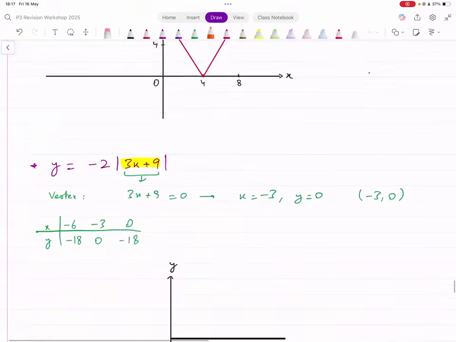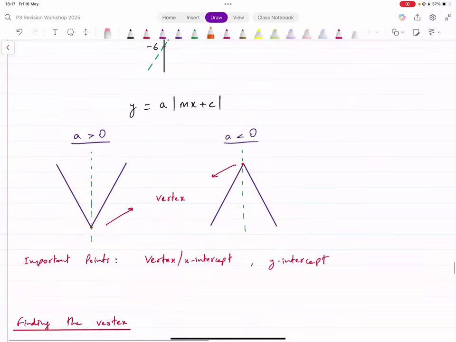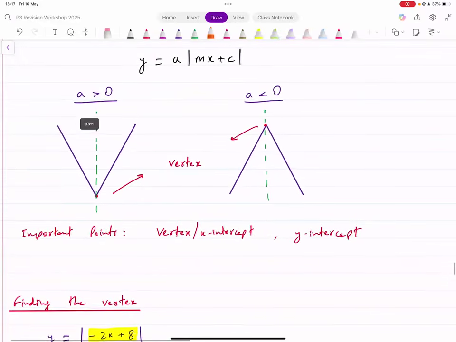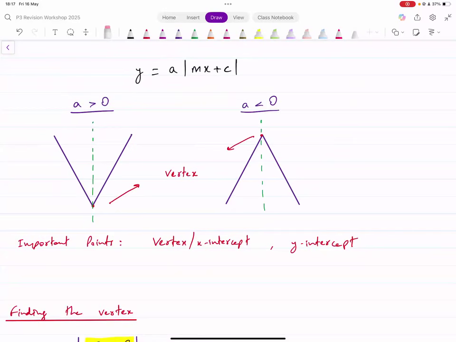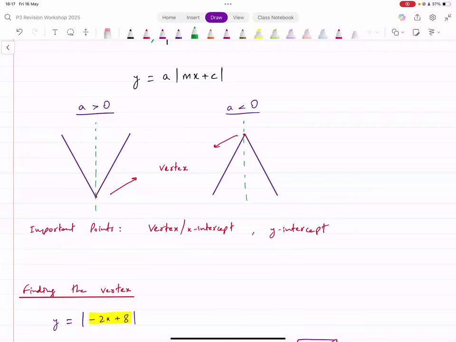For understanding the shape of the graph, it's the number that is multiplying outside that matters. If that number that's outside is positive, you get a V shape. If that number is negative, you get an inverted V. But when you take points, you will automatically get one of these shapes, right?